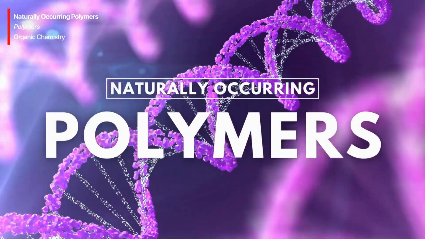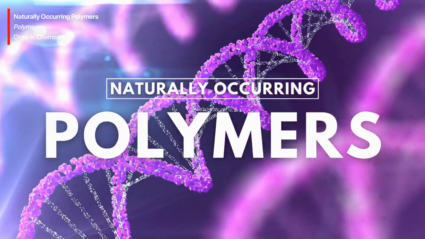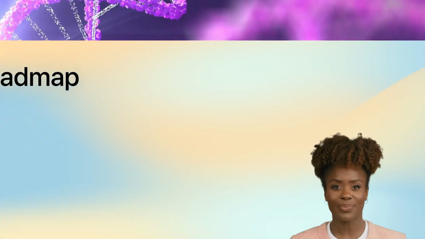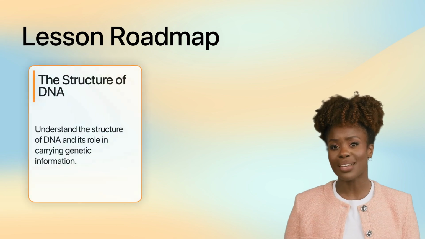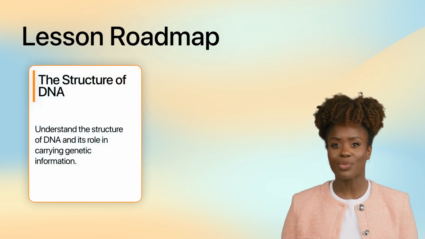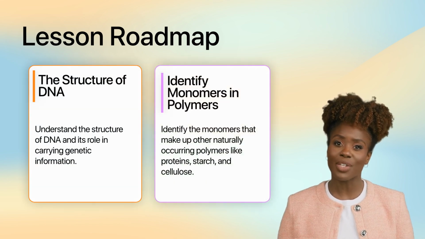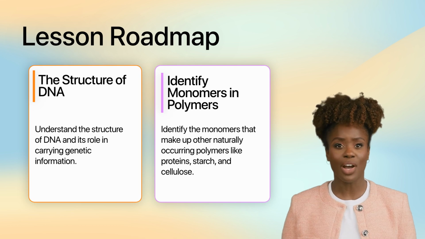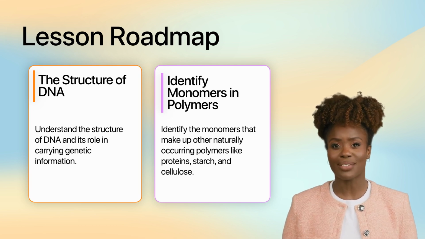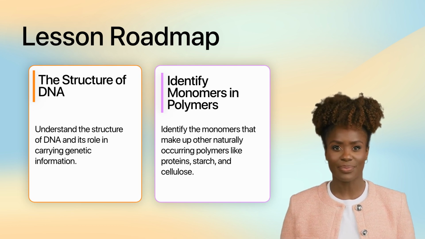Hello, and welcome to today's lesson on naturally occurring polymers. In today's lesson, we will understand the structure of DNA and its role in carrying genetic information. Then, we will identify the monomers that make up other naturally occurring polymers, like proteins, starch, and cellulose.